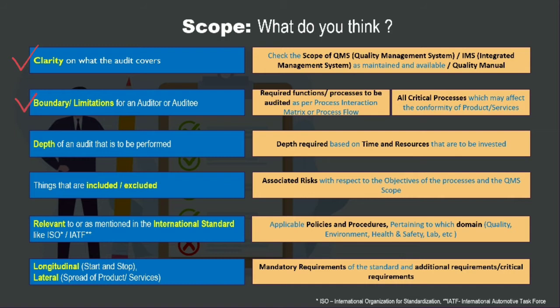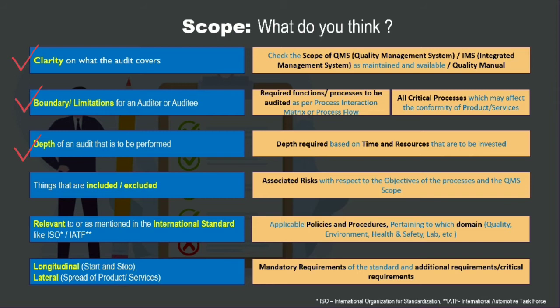Number 2. It sets boundary or limitations for an auditor or an auditee. The required functions or processes to be audited can be identified by checking the process interaction matrix or as per the process flow. It is important that all critical processes, which may affect the conformity of a product or service, are considered within the scope.